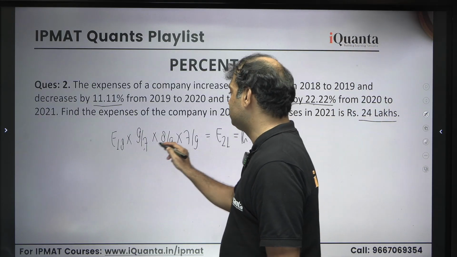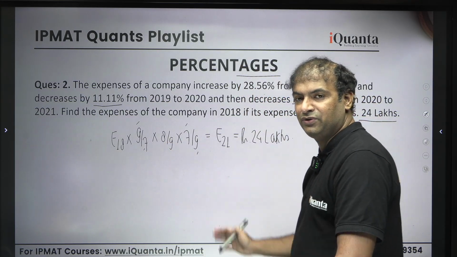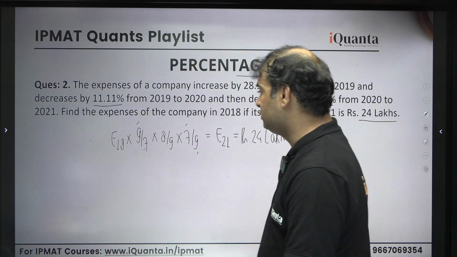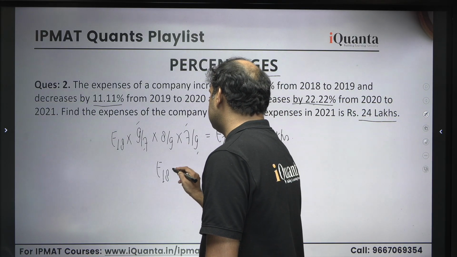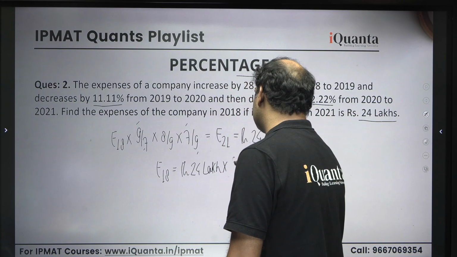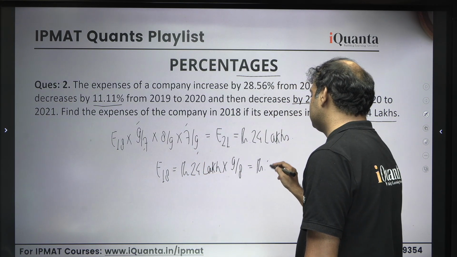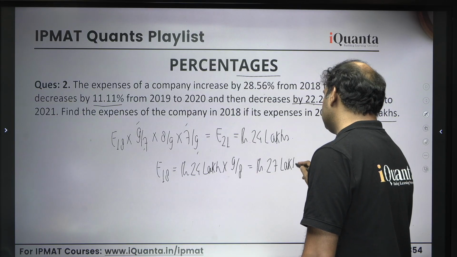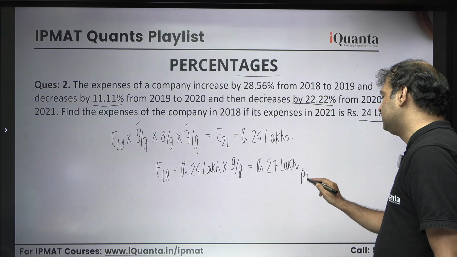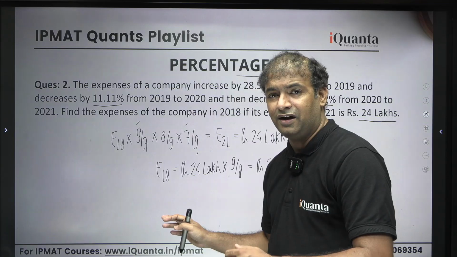Okay, guys, luckily 7 cancels, 9 also cancels, right? So we are left only with 8 by 9 on the left hand side of the equation, right? Now taking this to the right hand side with cross multiplication, so we can say expense in 2018 is rupees 24 lakh into 9 by 8, right? Now 24 by 8 we can say is 3 lakhs. 3 lakhs into 9 we can say 27 lakhs. So that is it. This is how we can find out that the expense of the company in 2018 is 27 lakh, and this is the answer of this question. So this is how we can solve this wonderful question within a minute, right?